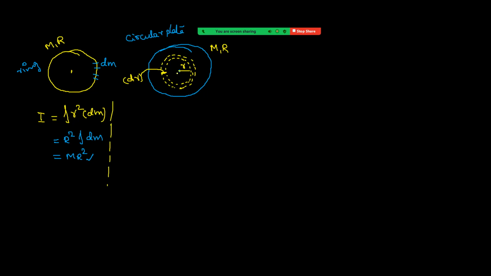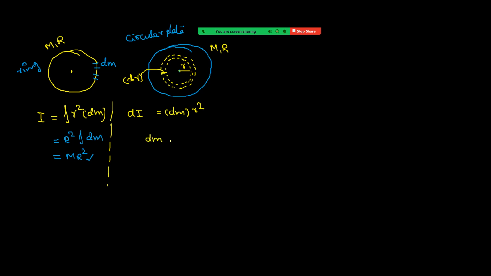So here we can write for this ring, the moment of inertia, I am taking as dI, that is equal to its mass. Let us take it as dm. Its mass is dm, radius is small r. So dm into r square, using this result M R square. Its mass is dm, radius is small r. In the place of dm, see what we can write.